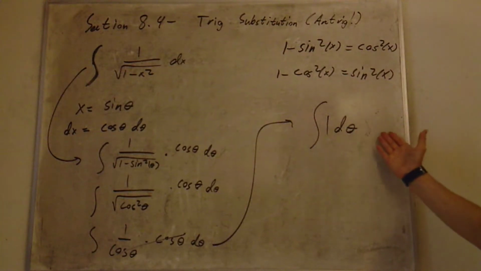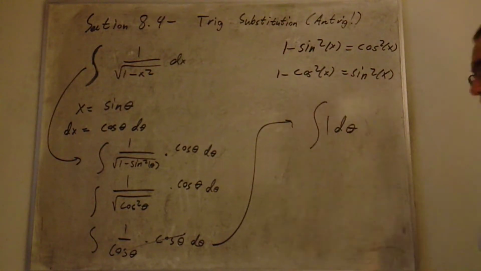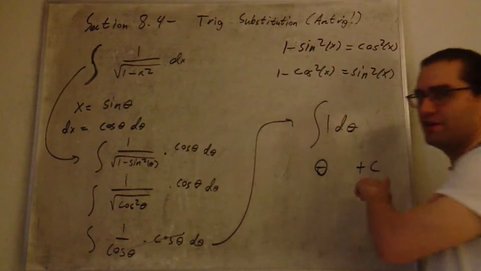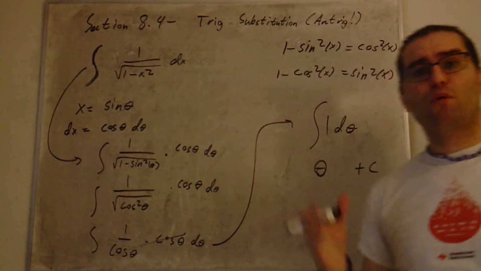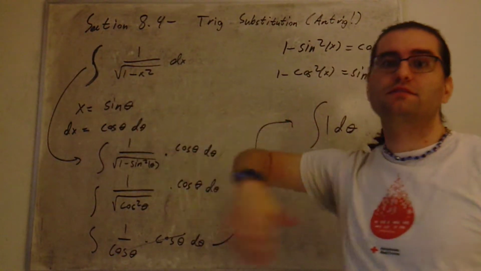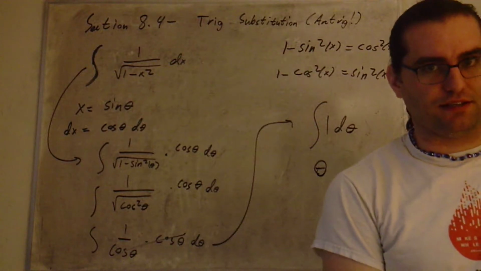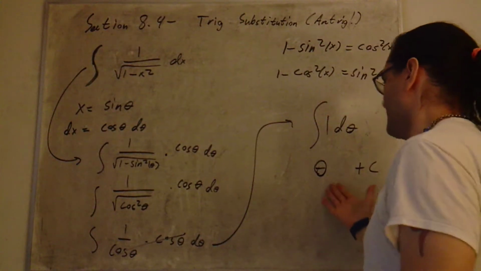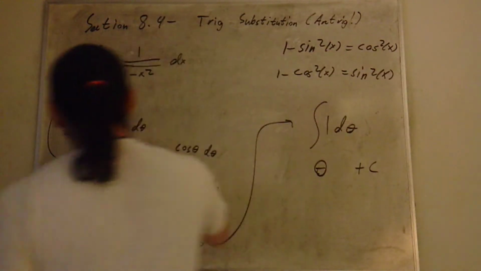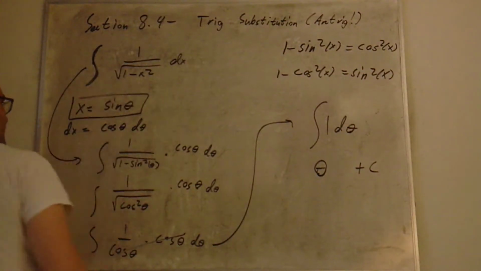This is the easiest integral in the world. That's just theta plus c. Don't forget your plus c. But we're not done yet. The problem started with x's. We need to give our answer with x's. We can't just say it's theta without talking about the relationship between theta and x. This is the relationship between theta and x.